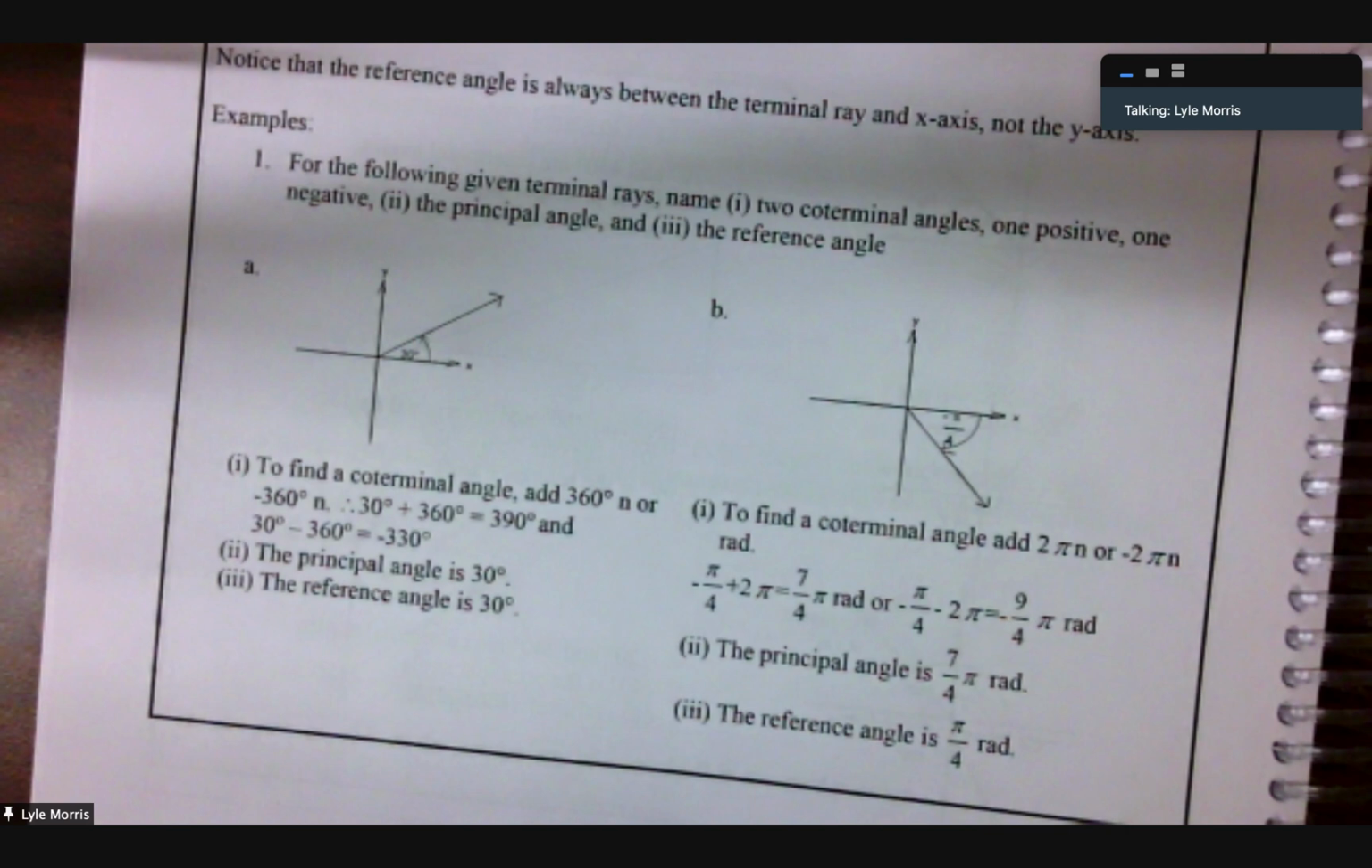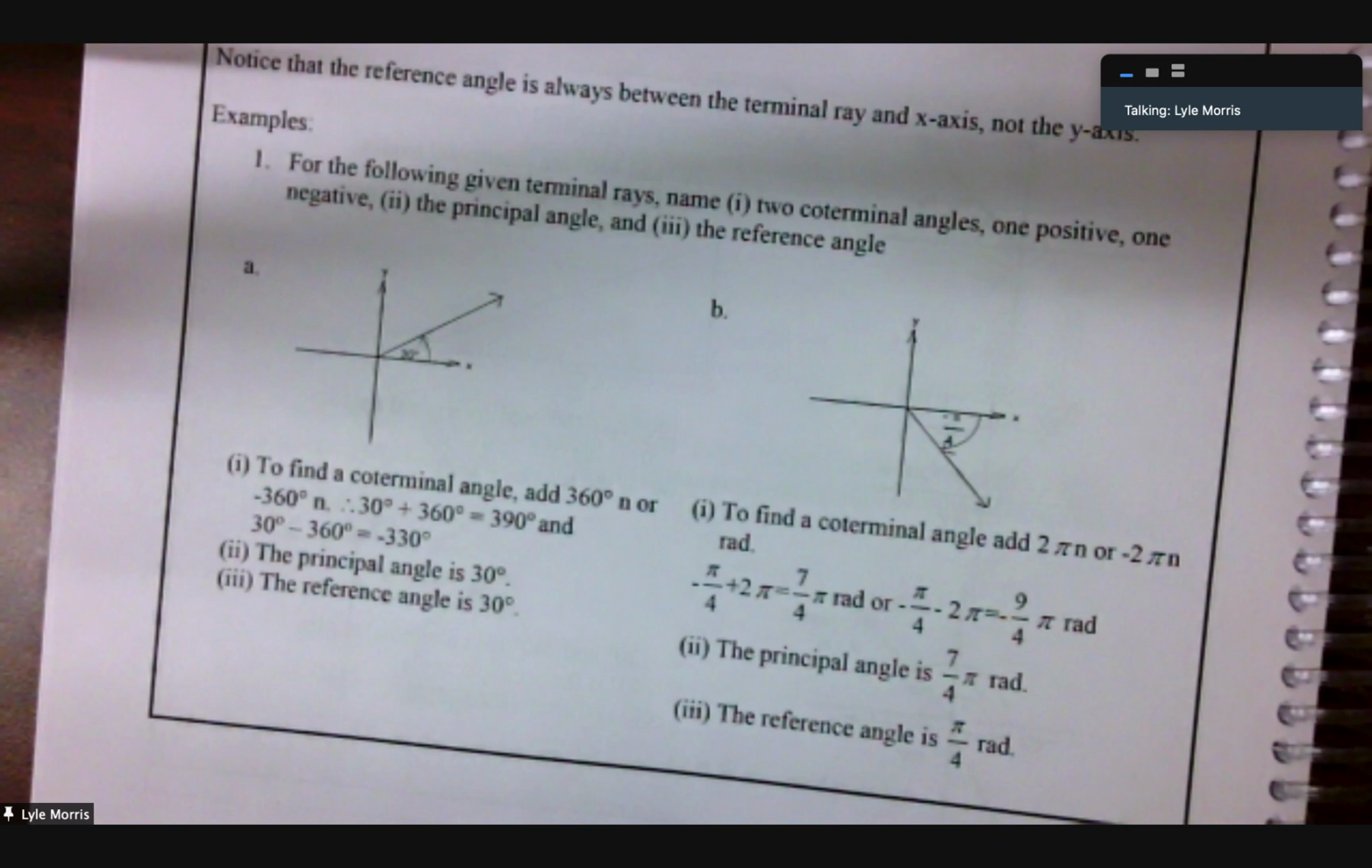So it's got 390, negative 330. Principal angle is 30 degrees because we just had three coterminal angles, 30 and 390 and negative 330. Those are three coterminal angles, but the smallest positive principal is 30 degrees. Reference is 30 degrees. Are there any issues with that? Hearing none, I will continue.